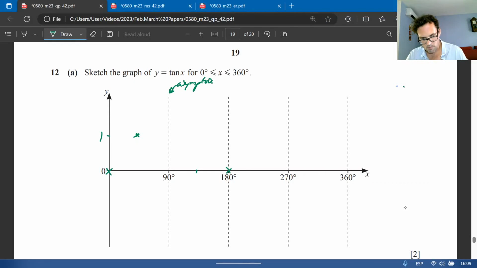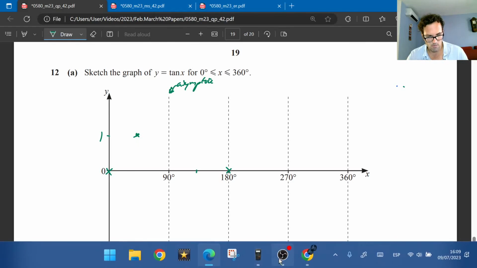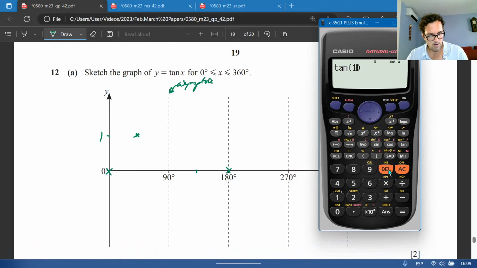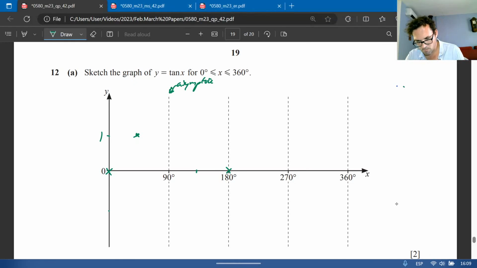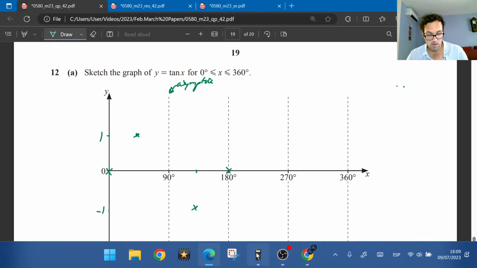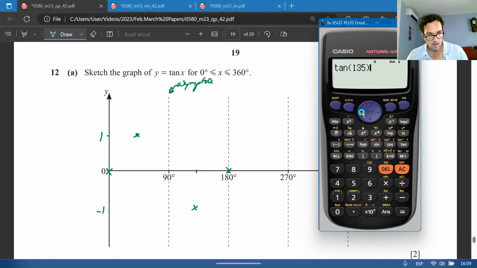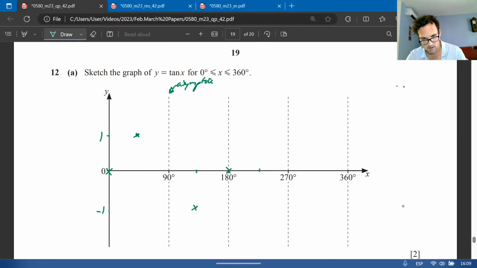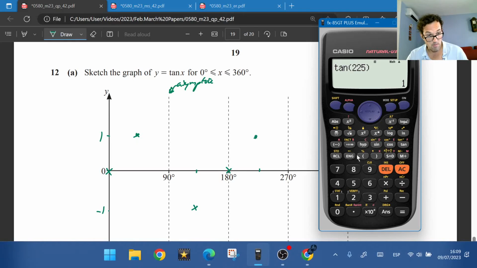Let's try halfway here. What's halfway between 90 and 180 is 135. So what is tan 135? No, I did something wrong. Two brackets. There we go, minus 1. So minus 1 is down here. We know the graph is going to go there. So we know it's going there, there, there. Do you start remembering what a tan graph looks like? Let's try another, 225. We get a 1. So halfway here it gives us 1. Tan 270, remember what I'll give you?